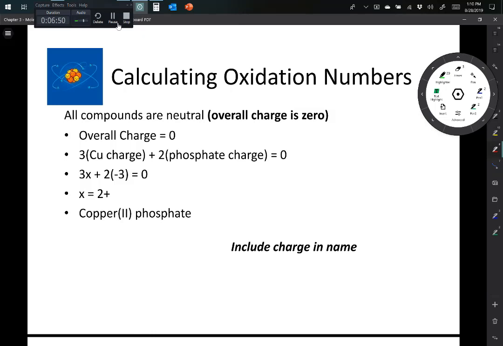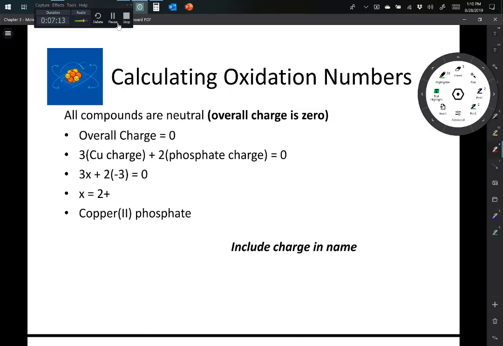All right, so I'm going to teach you this skill. It's called calculating oxidation numbers, and we will use this in the not too distant future for a lot of different things. But I'm going to go ahead and go over the other way that you could figure out that the charge of copper is 2 in copper 2 phosphate.